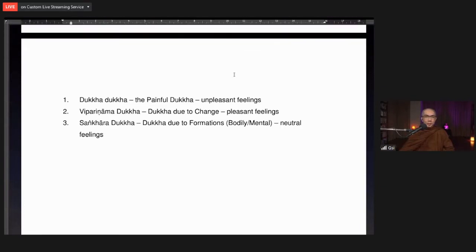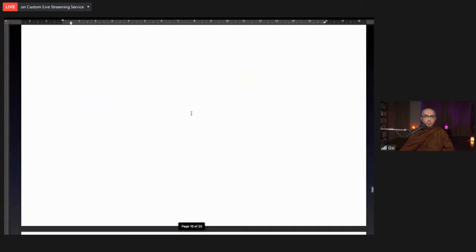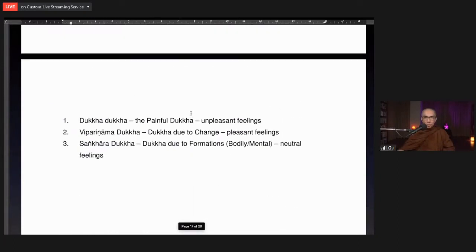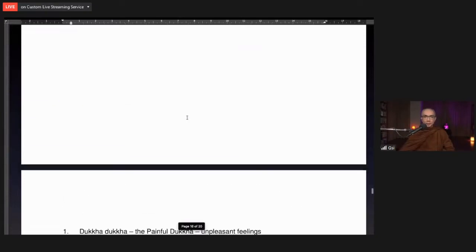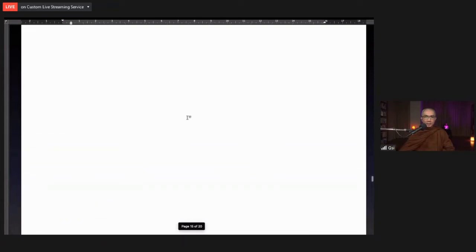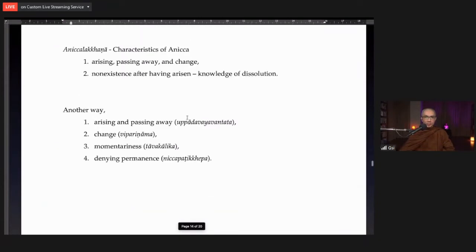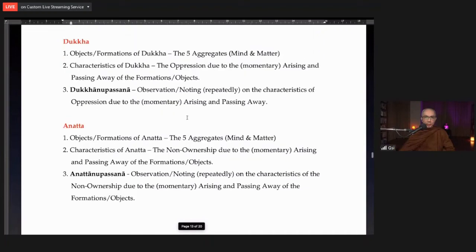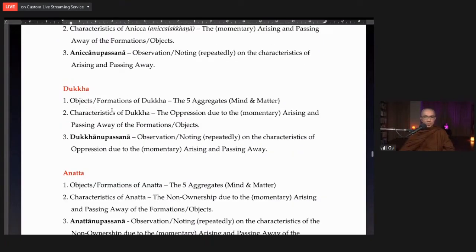So here, that day we talked about dukkha dukkha, painful feeling, and viparinama dukkha, dukkha due to change. Just to remind you all again, the nature of dukkha, we go back to its characteristic again. Dukkha here, these are the 5 aggregates. 5 aggregates are dukkha, 5 aggregates are anatta, 5 aggregates are anicca.